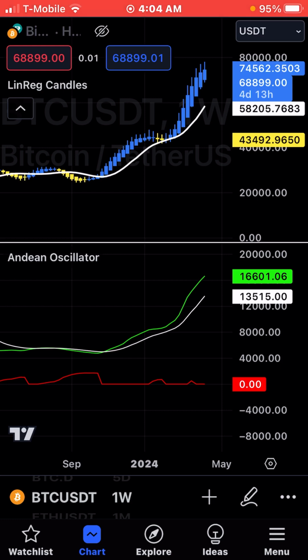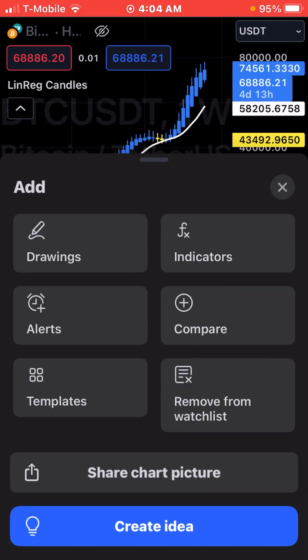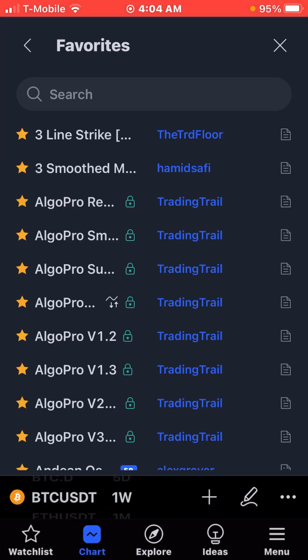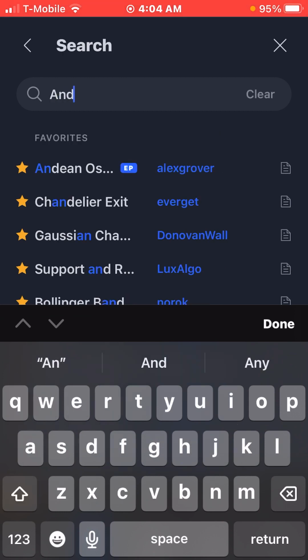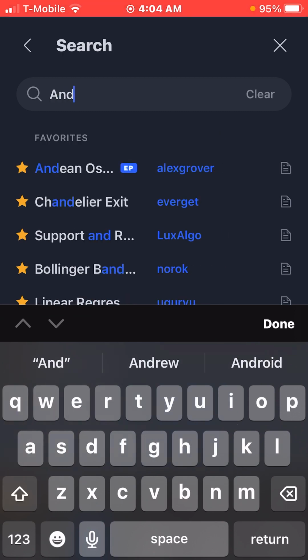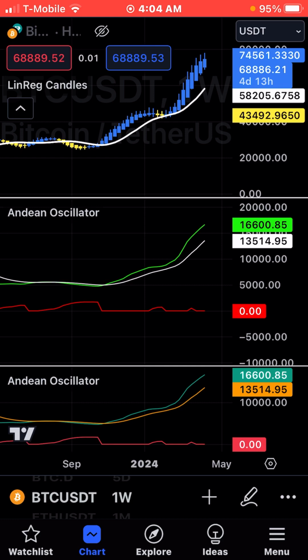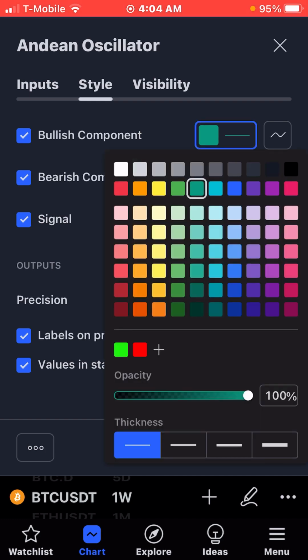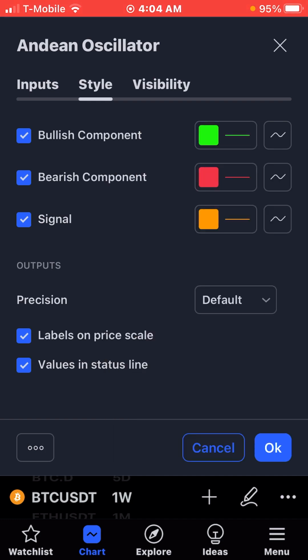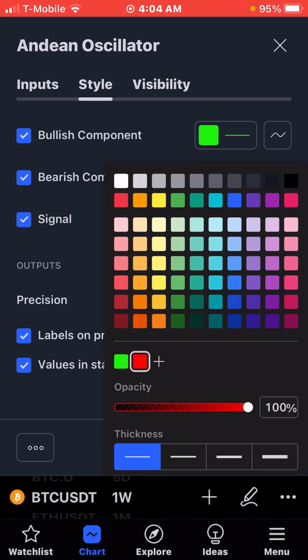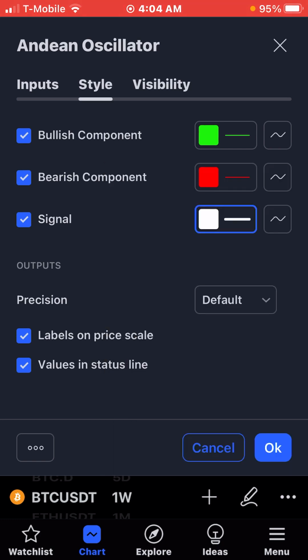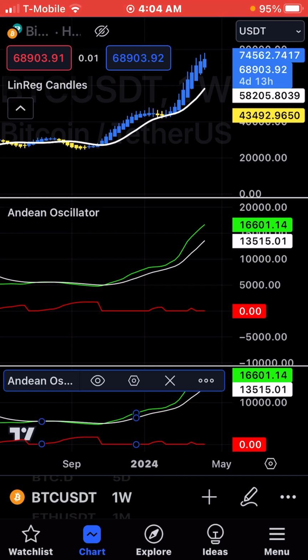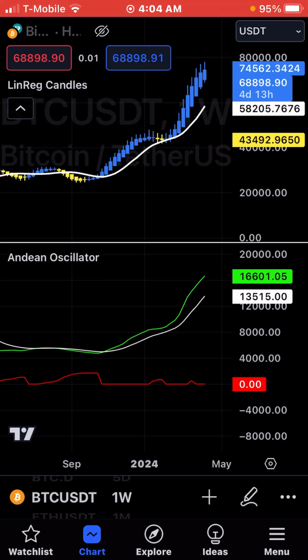The next thing you want to get is your Andean Oscillator. I have it already set up, but I'll show you how to get it here. You go to Andean Oscillator. It's right here. This is what it looks like by default, but what I do is change the settings. For the bullish, I make a bright green. For the bearish, I make a bright red. And for the signal, I put white. And that's how you set it up, and that's how you get this whole layout set up.